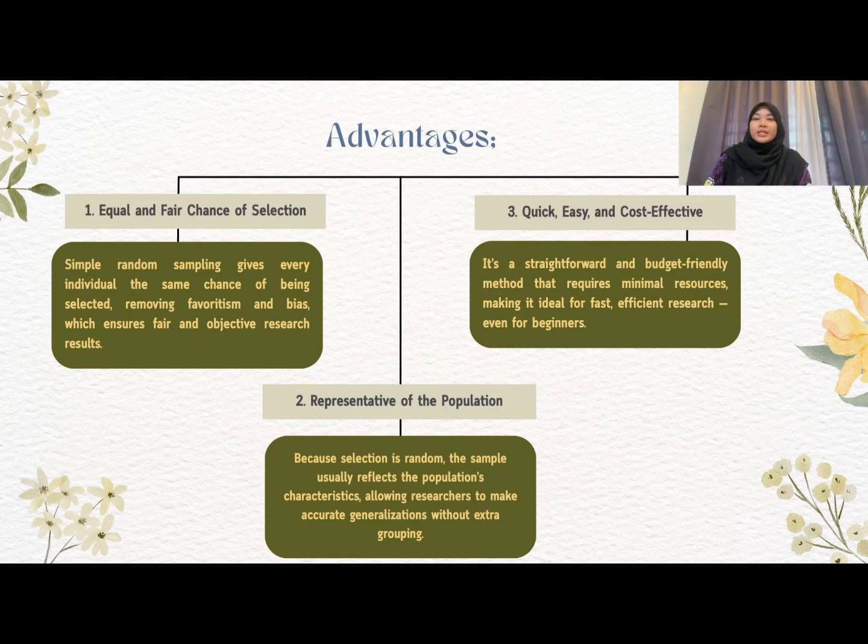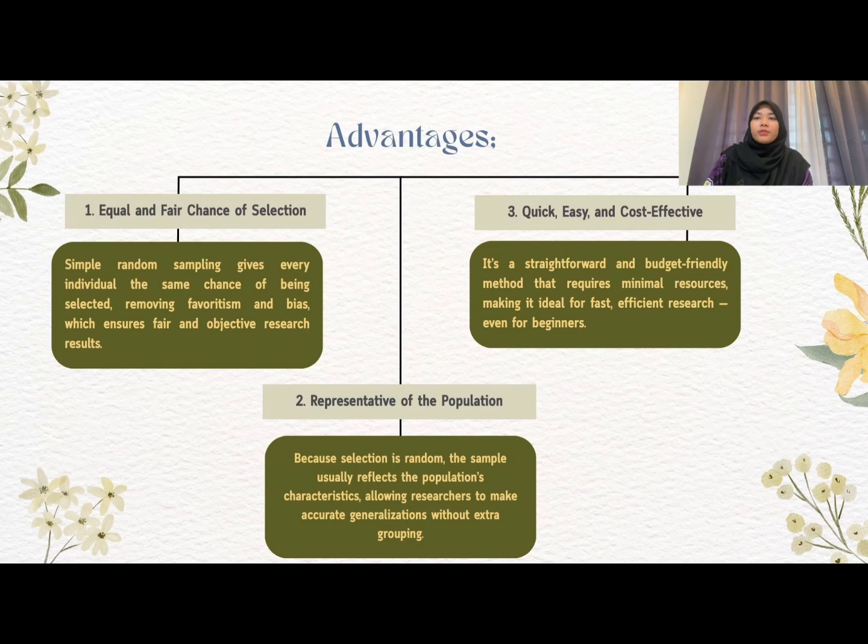Simple random sampling is effective because it typically produces a representative sample of the larger population. This is due to the random selection process, which naturally captures the diversity within the population without the need to divide it into specific groups or categories.